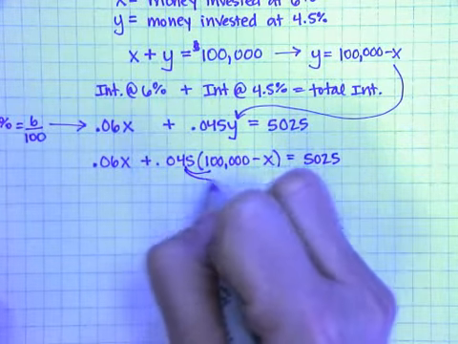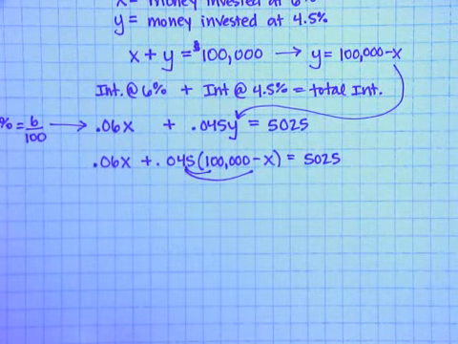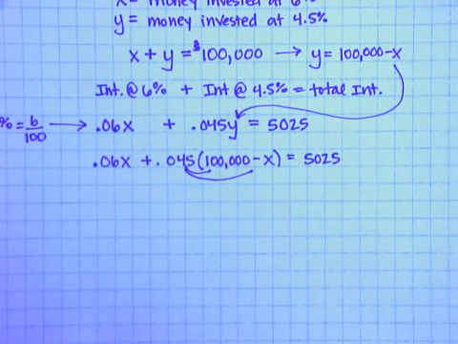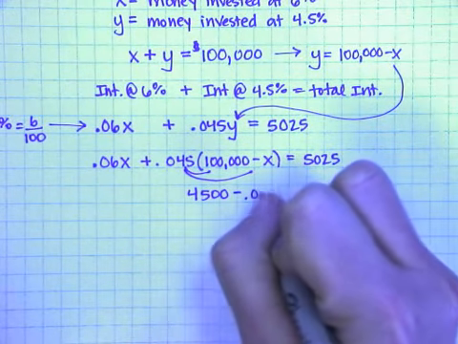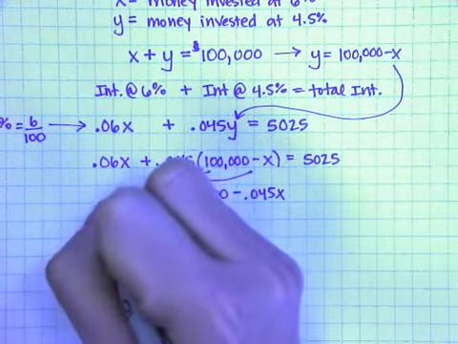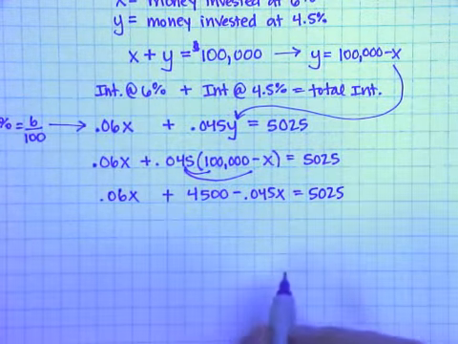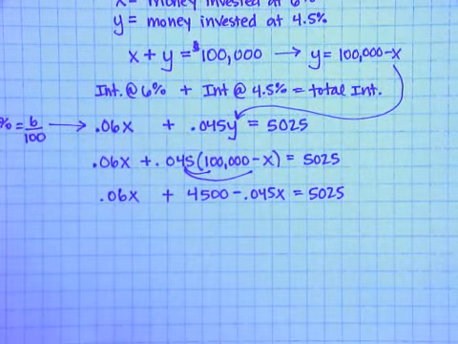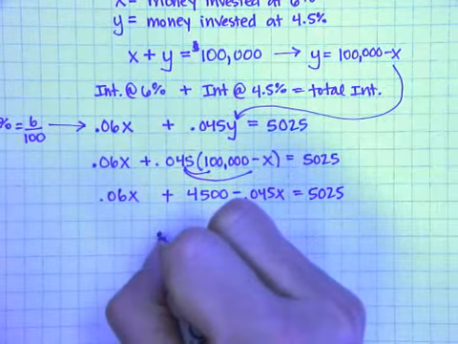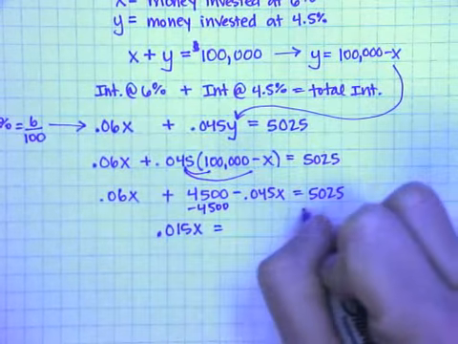From here, I would distribute into my parentheses. So 0.045 times 100,000, being careful to get all your zeros there, is 4,500 minus 0.045x, and I have 0.06x over here, and this is still equal to 5,025. Then I can combine like terms. So 0.06 minus 0.045 is 0.015x. I can also take 4,500 away from both sides.